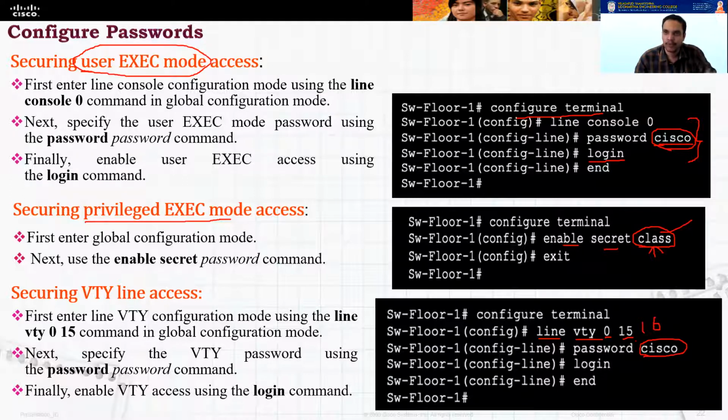So anybody who is trying to connect to your switch remotely through any of these 16 virtual lines will have to know the password of Cisco. Sir, do I need to set up the same password for all the lines? No, you need not. You can set them up differently.